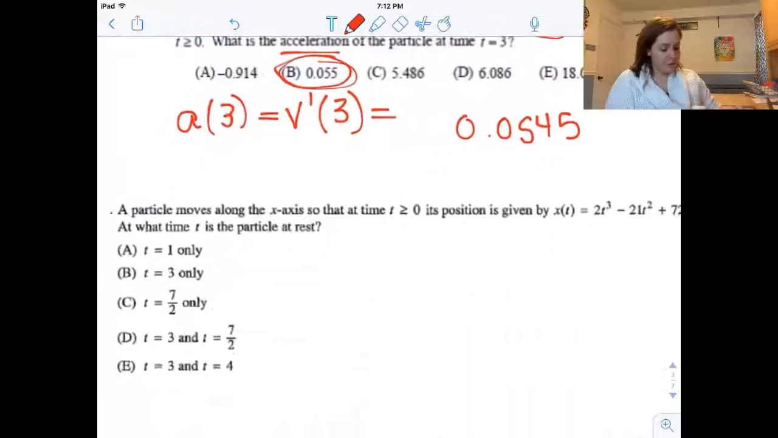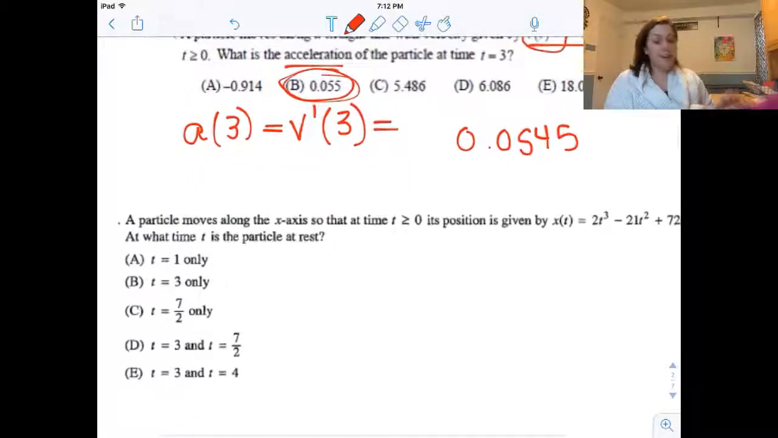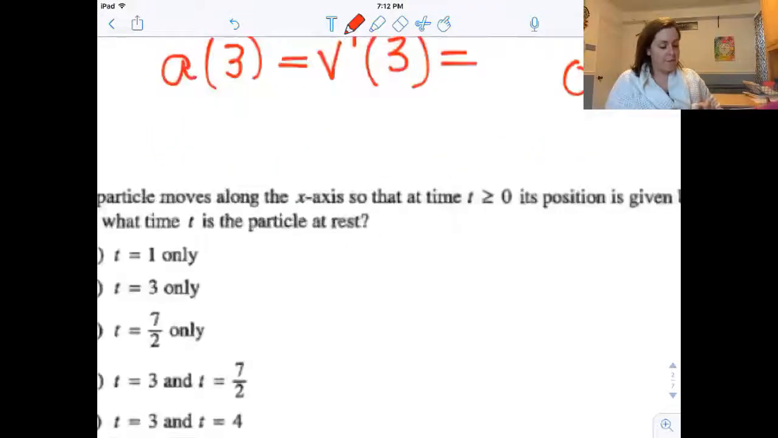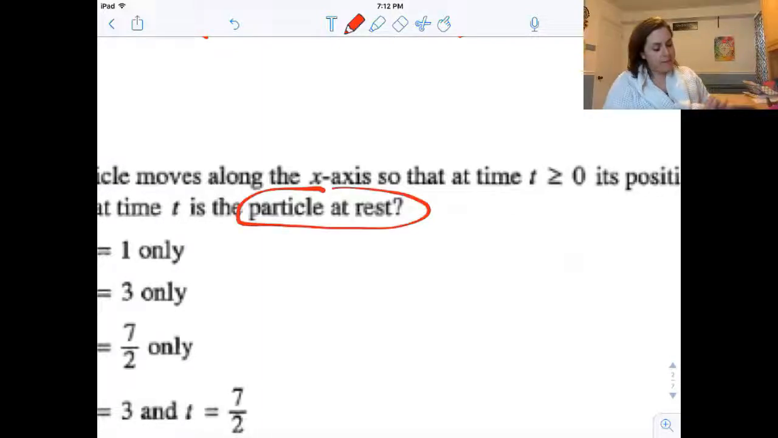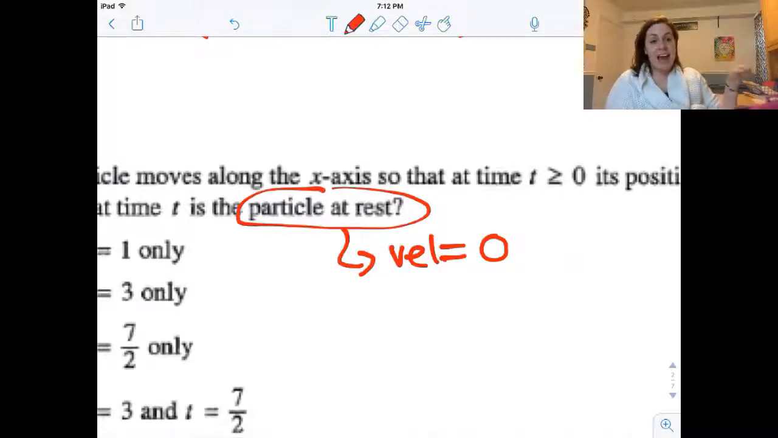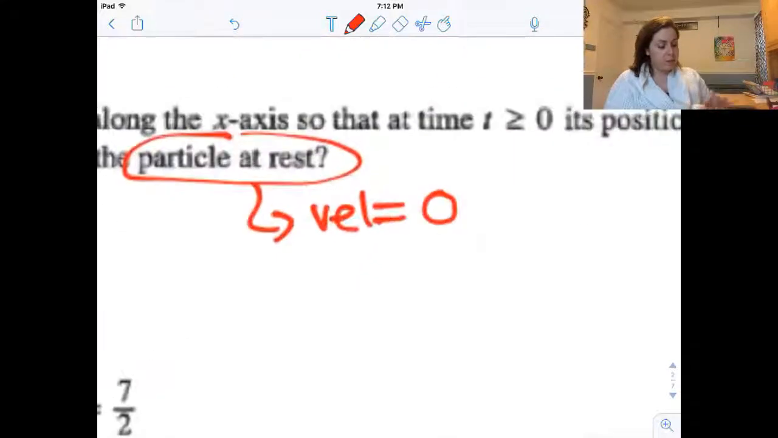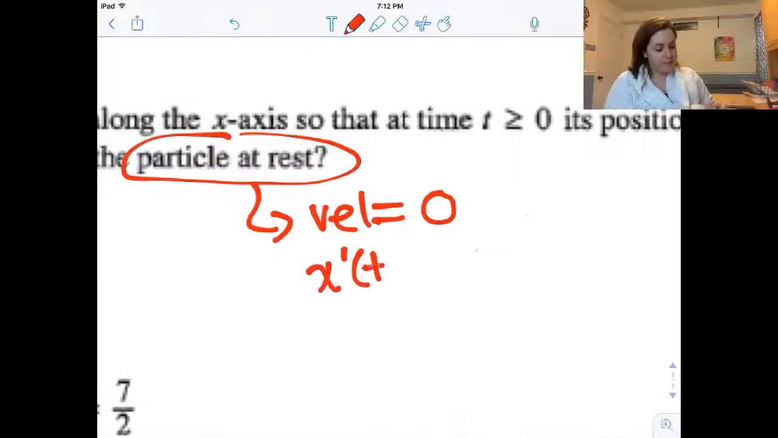All right, let's go a little further. So a particle moves along the x-axis. So again, we're just moving left and right. Its position is given by this. When is the particle at rest? So when I see particle at rest, I think that means velocity equals 0. In the case of what I have here, we started with x, right? That's our position. So what I need is for x prime of t to equal 0. Again, I know that's v of t, but if I'm going to say that, I need to define it specifically.